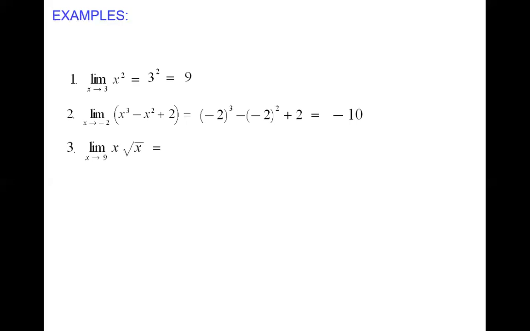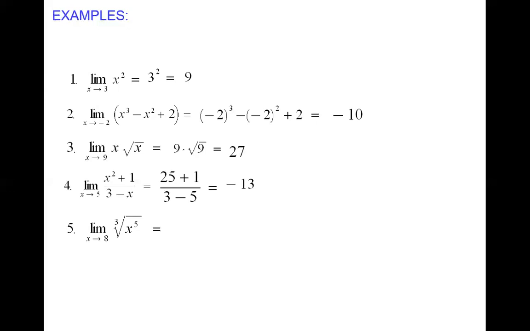x root x, substituting 9. The function is defined at 9, no problem. A rational function, x squared plus 1 all over 3 minus x, I can substitute 5, no problem, and get my answer. And we can see we can simply directly substitute.